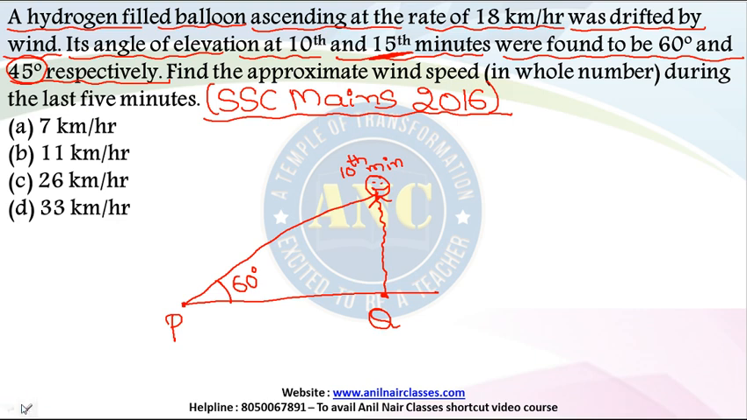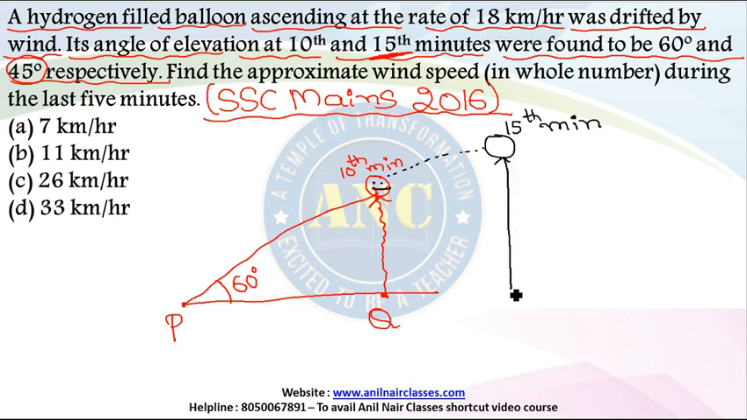That means the balloon at the 10th minute was at this position and it was drifted by the wind. The balloon kept on going like this, somewhere like this, by the wind. And at the 15th minute, the balloon moved a little away, and at the same time the balloon is moving upward also. That means this is the position of the balloon at the 15th minute.